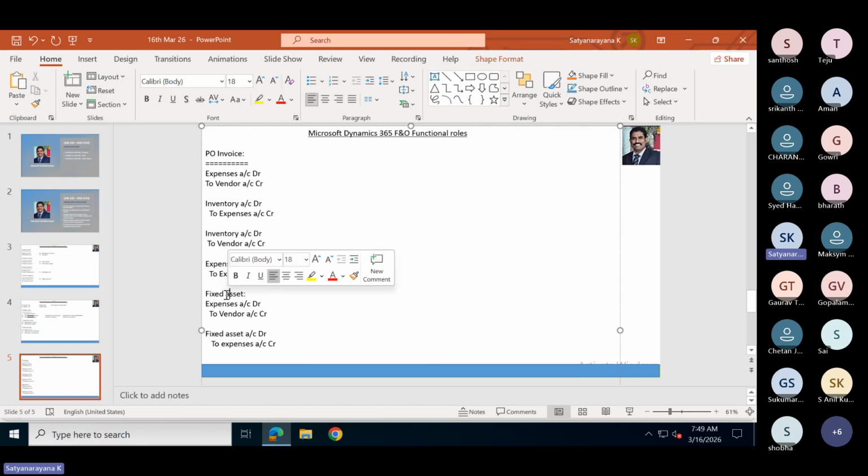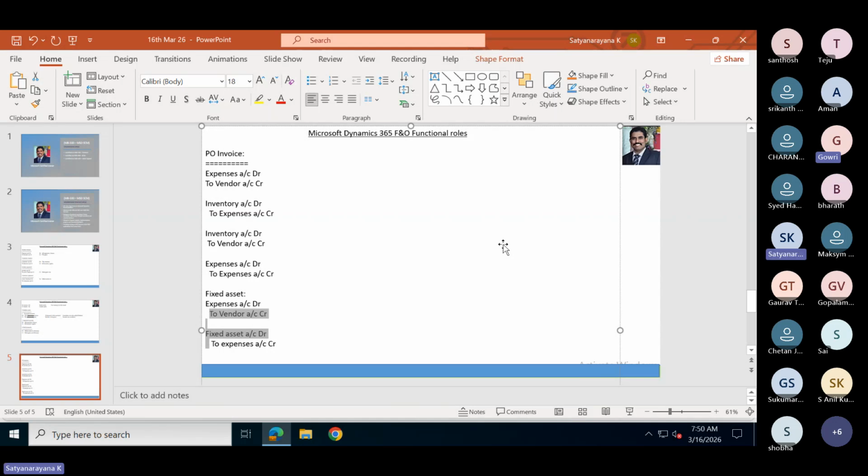Whenever you are doing fixed asset, it is because you are purchasing, it is a vendor invoice. Purchasing means vendor invoice. Expenses account debit to vendor account credit. But this is not expenses, it is converted into fixed asset. So expenses debit and credit is nullifying. So the net entry is fixed asset account debit to vendor account credit. This is the entry.